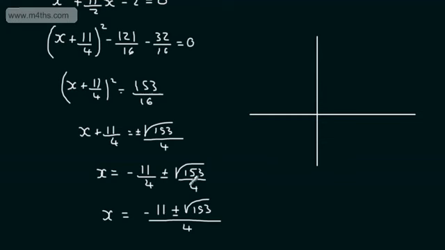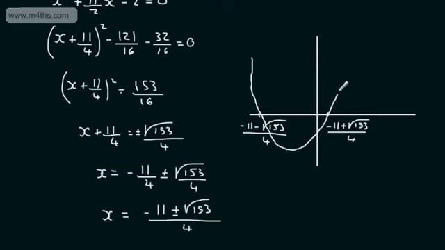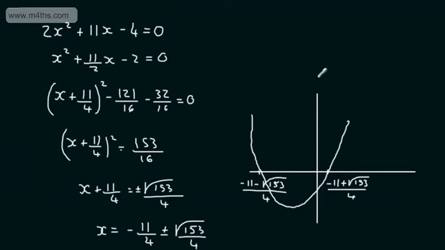So if I have minus 11 plus 12 over 4, that's going to be somewhere around here. And I can put that on. Let's put minus 11 plus the root of 153 over 4. And then I'm going to have some other solution down here, which is going to be minus 11 minus the square root of 153 over 4. So what we end up then with is something that looks like so. So we've got this quadratic, and it'll do something like that. So that's what we end up with.